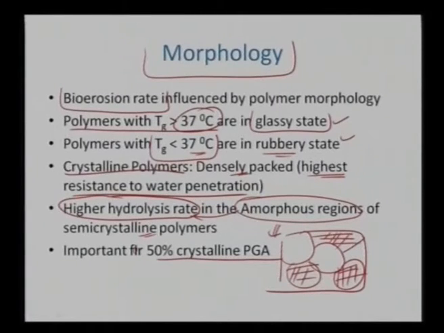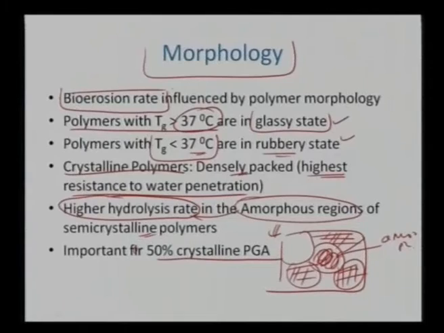So the amorphous regions will now be getting targeted first. This amorphous region will start degrading first. So the overall bioerosion rate is also dependent on the overall morphology. If the polymer is much more crystalline in nature, it will resist the water penetration. If the material is semi-crystalline, then obviously the amorphous regime will get targeted first, and the crystalline regime will remain intact to a much larger extent in comparison to the amorphous material.